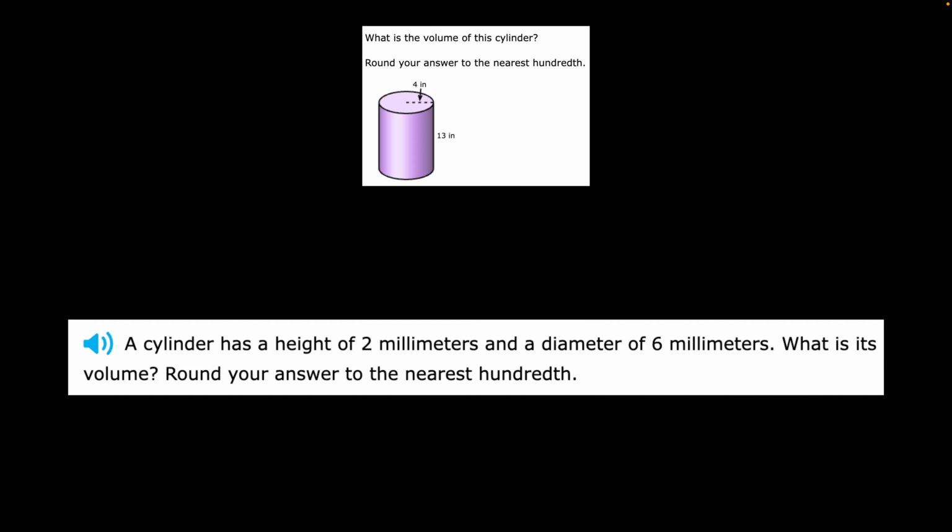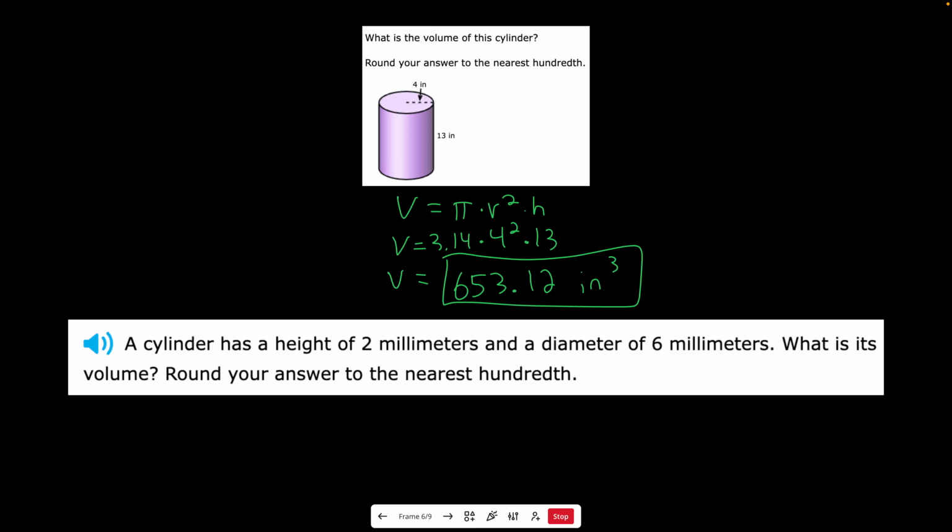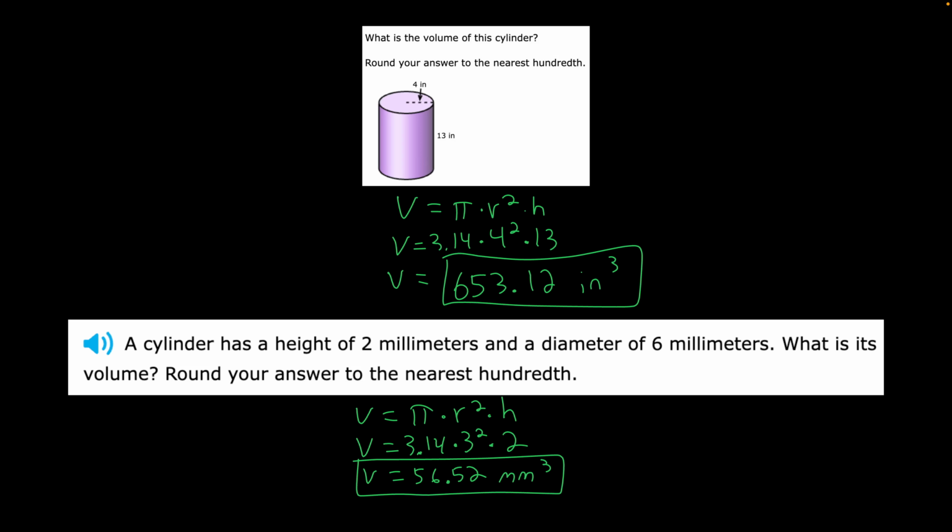Okay, now that you've had time to work these problems, let's check your solutions. For the first problem, here is the work. You should have gotten 653.12 cubic inches. And for the second problem, here is the work. You should have gotten 56.52 cubic millimeters.